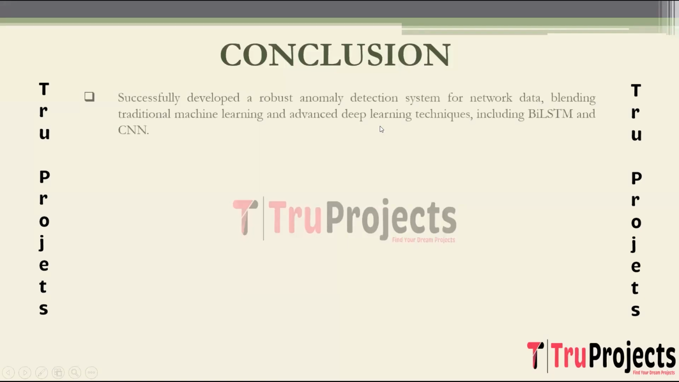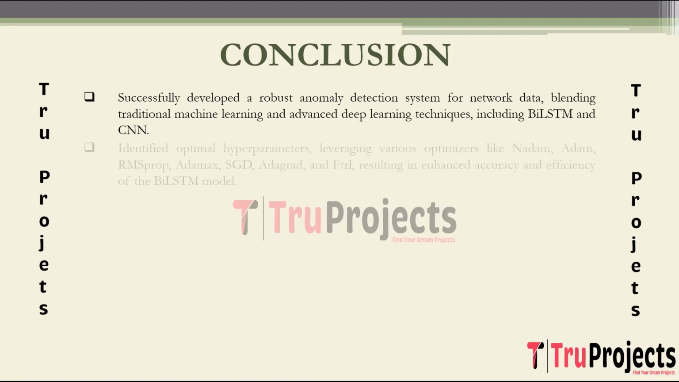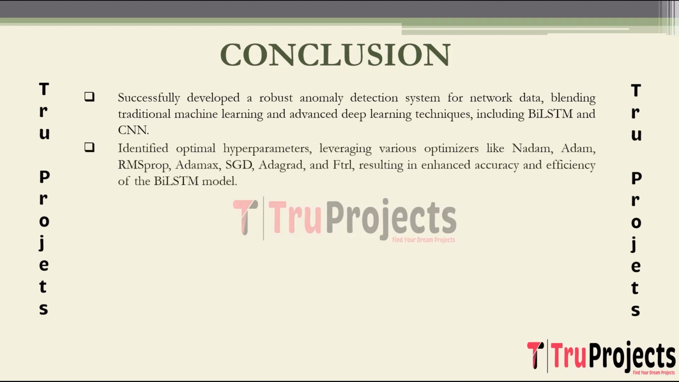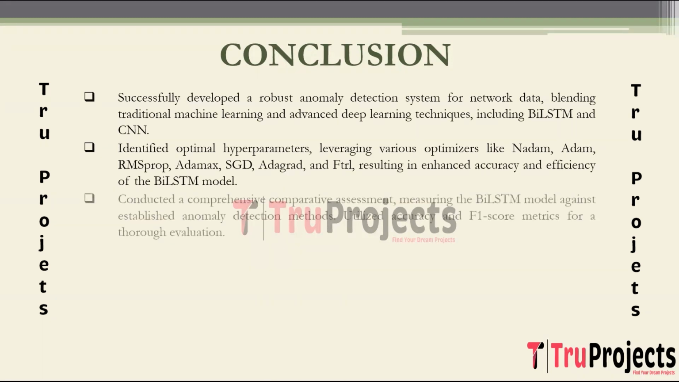Conclusion of the project. The project successfully crafted a robust anomaly detection system for network data, incorporating a blend of traditional machine learning and advanced deep learning methods such as LSTM and CNN. Through rigorous experimentation, the project determined optimal hyperparameters using various optimizers like NADAM, ADAM, RMSprop, ADAMAX, SGD, ADAGRAD, and FTRL. This fine-tuning significantly improved the accuracy and efficiency of the BiLSTM model. The project conducted a comprehensive evaluation comparing the performance of the BiLSTM model against established anomaly detection methods. Precision metrics like accuracy and F1 score were employed for a holistic examination.